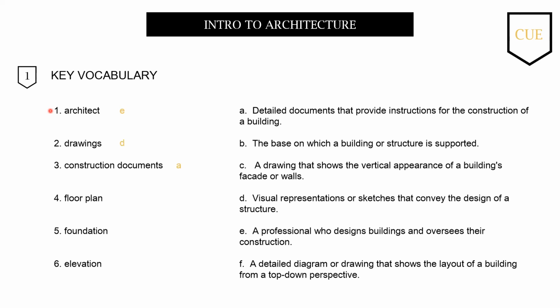A, detailed documents that provide instructions for the construction of a building. Construction. Easy one to find. Number 4, floor plan. F, a detailed diagram or drawing that shows the layout of a building from a top-down perspective. Perspective, that's another good one we should look at. Number 5, foundation. B, the base on which a building or structure is supported. Number 6, elevation. C, a drawing that shows the vertical appearance of a building's facade or walls.